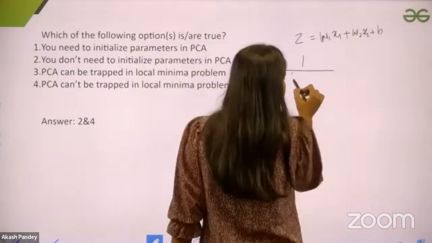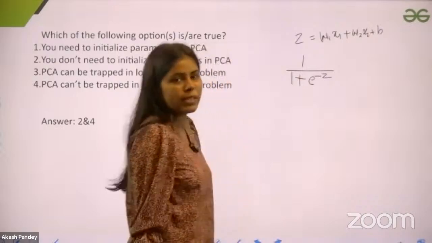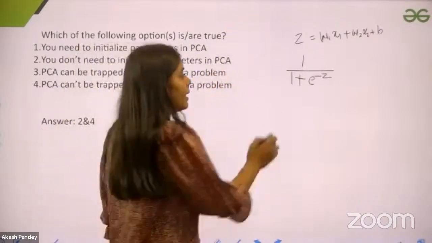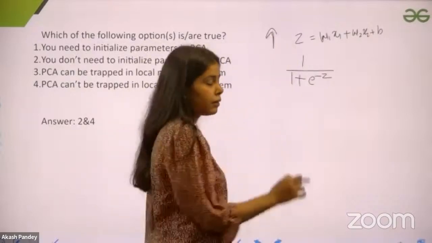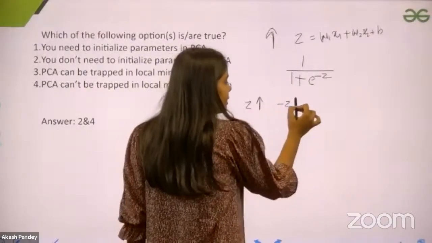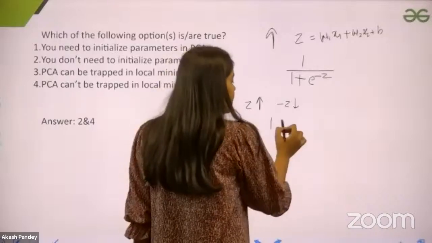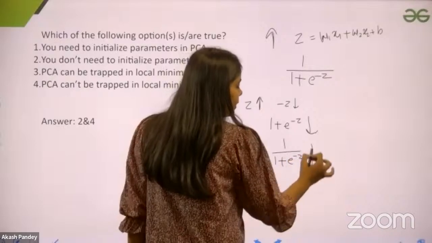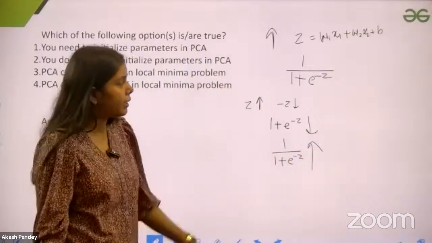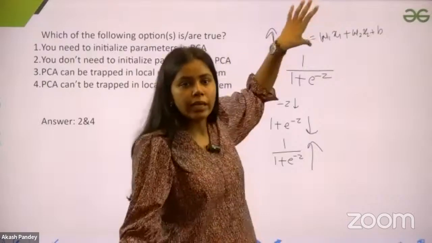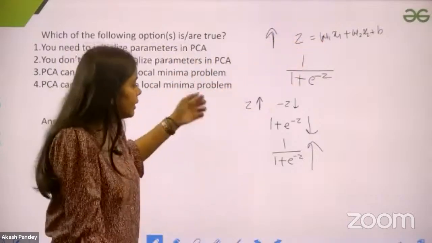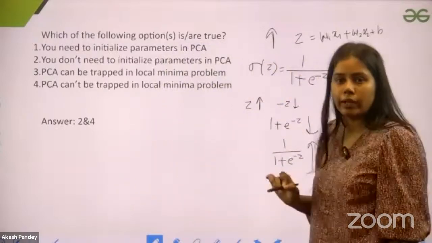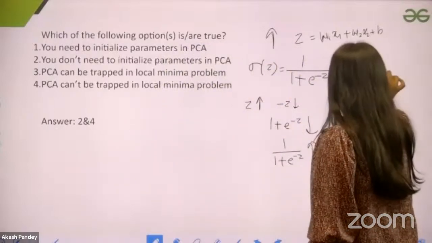And then I put it into 1 upon 1 plus e to the power minus z, right? As the value of z increases, what would happen? If z increases, minus z decreases, then 1 plus e to the power minus z decreases, and 1 upon 1 plus e to the power minus z increases, right? This is mathematics. So if z, w1 x1 plus w2 x2 plus b, is increasing, that means sigma z is increasing. And this value always lies between 0 and 1, right?